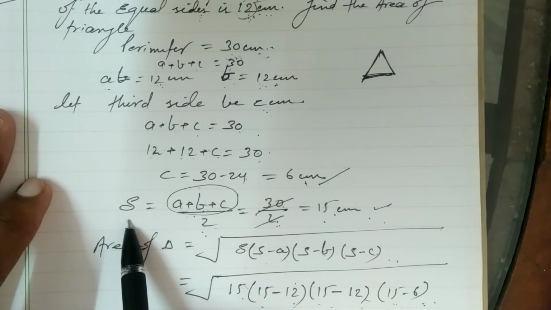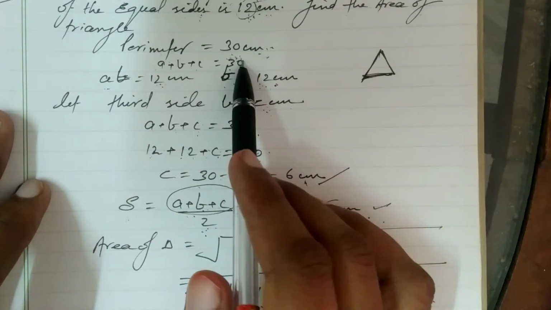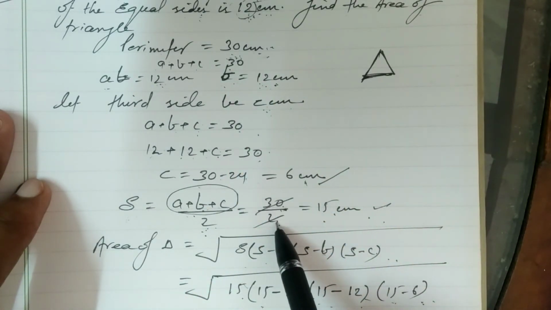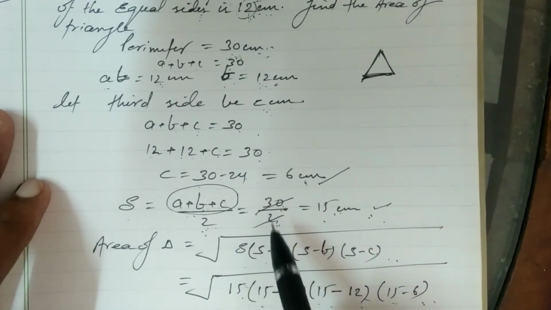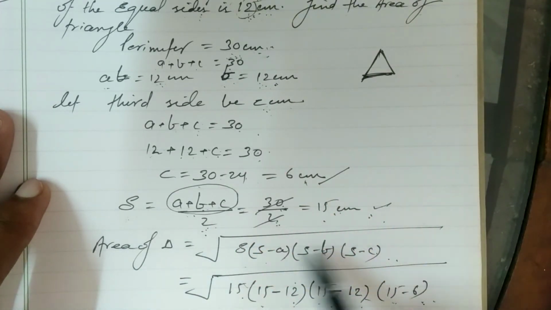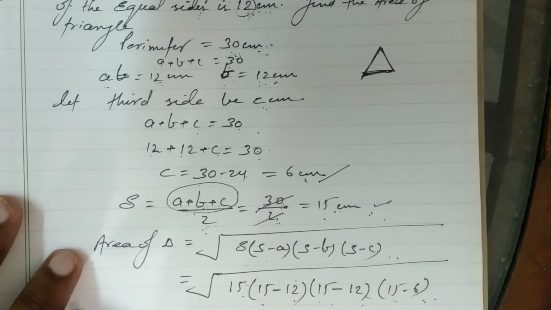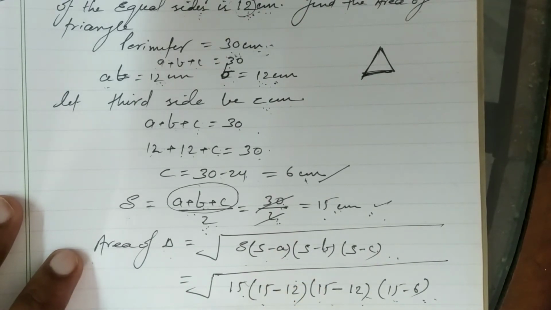Now find semi perimeter equal to perimeter upon 2. Or we can say a plus b plus c upon 2, and value of a plus b plus c is 30. Write down 30 upon 2, you will get 15 centimeter. We have got the value of S, A, B and C. Put these values in Heron's formula. Heron's formula is under root S, S minus A, S minus B, S minus C, and this is used for area of triangle when all three sides we know. Now under root S, S is 15, 15 minus 12, 15 minus 12, 15 minus 6.